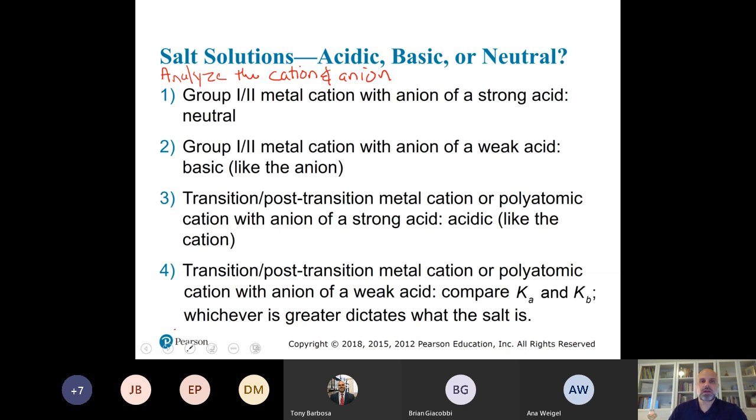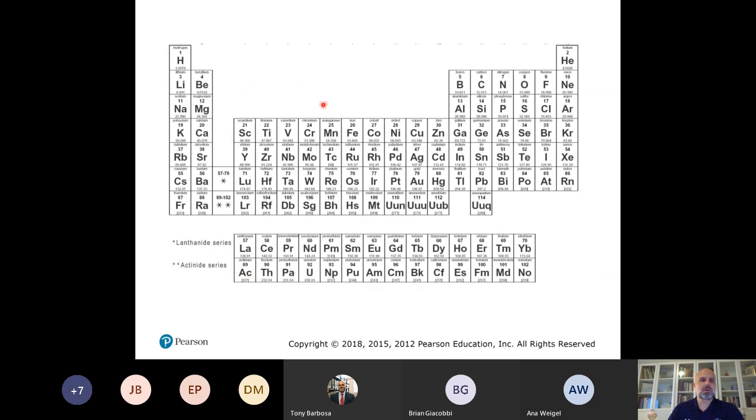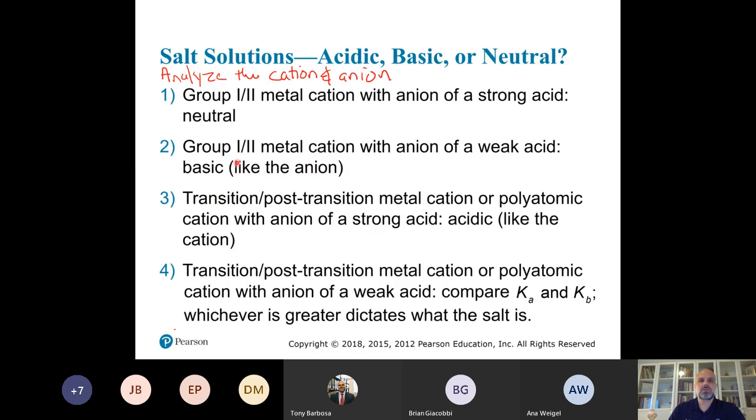type of anion or cation do I have? So if we have a group 1 or group 2 metal cation, right? We're talking about the periodic table, any of these, group 1 or group 2, we're going to have an overall neutral molecule from the side of the cation.